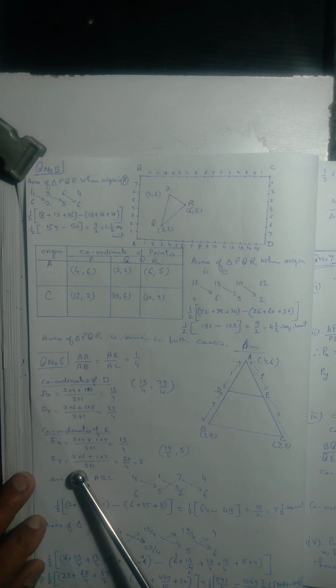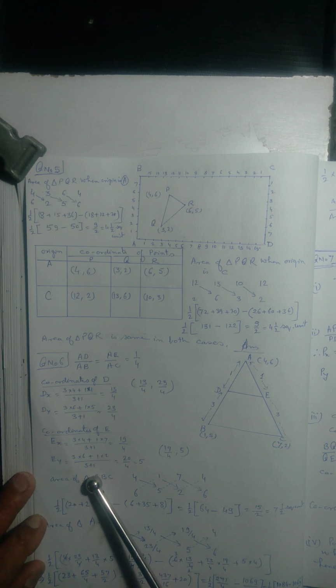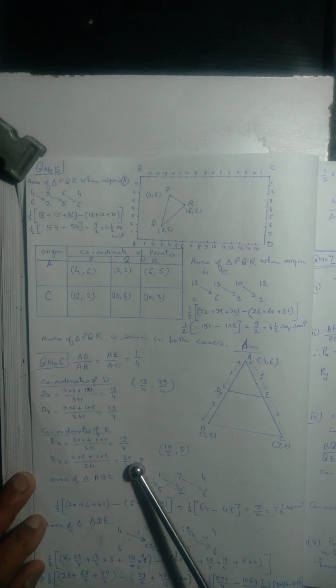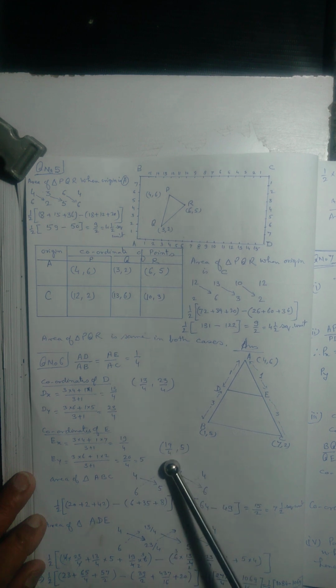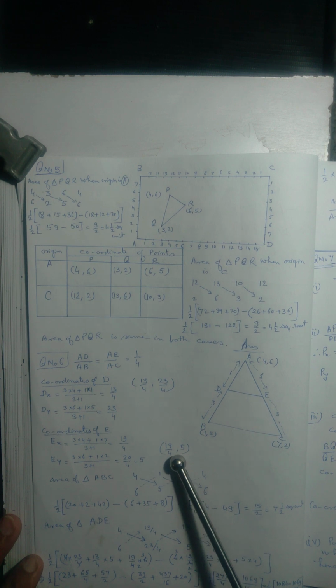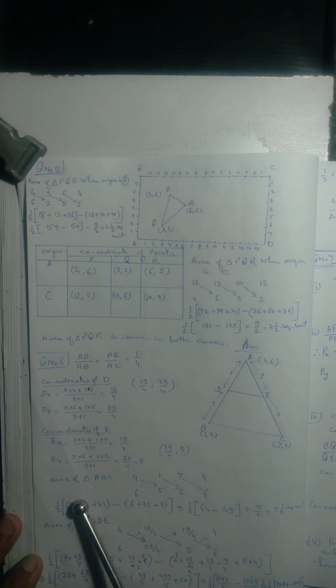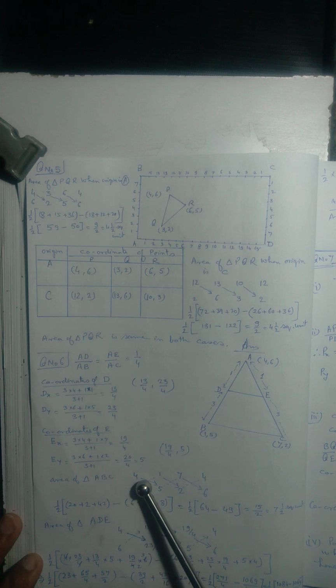For Ey, that is 3 into 6 plus 1 into 2 divided by 3 plus 1, that will be equal to 20 by 4, and it will be equal to 5. So 19 by 4 comma 5 will be the coordinate of the point E. The area of the triangle ABC can be worked out with the help of this formula.